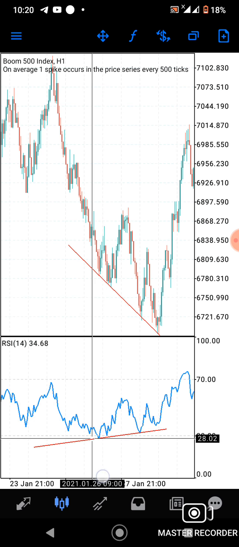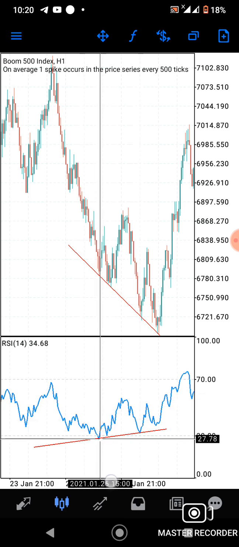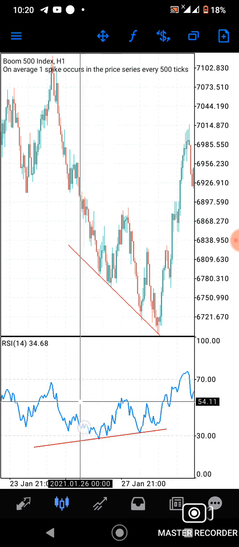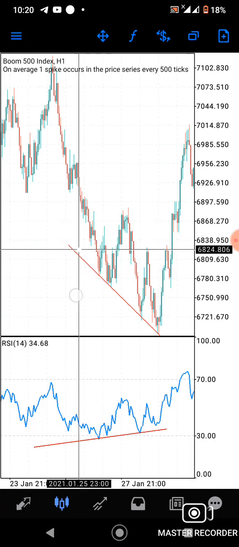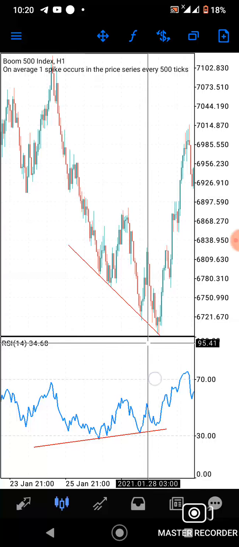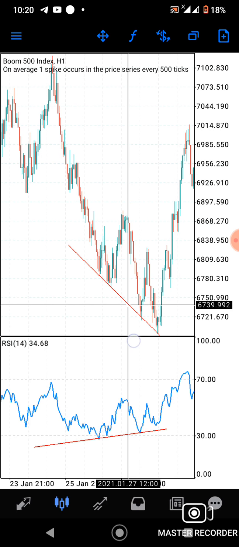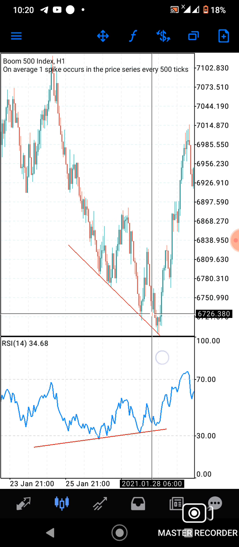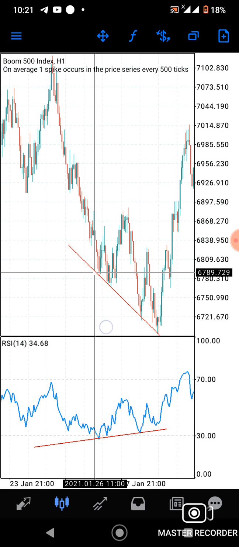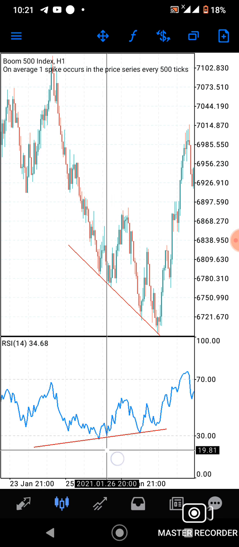Then if we come down to the indicator, you can see that both market and indicator are moving in opposite directions. Please, if you've not watched my first divergence video, it's better you go watch it so that you know the types of divergence and how to take them. That's another video. This one is just tips, or some things to take note of when taking divergence. So let's continue. You can see they are going in opposite directions: price here, then the indicator here.